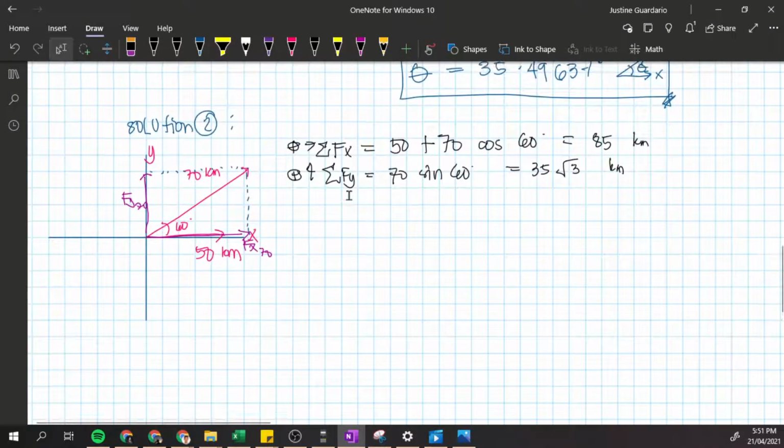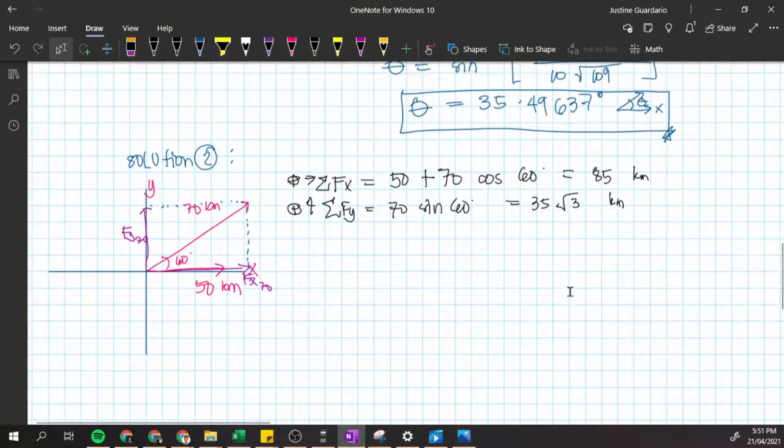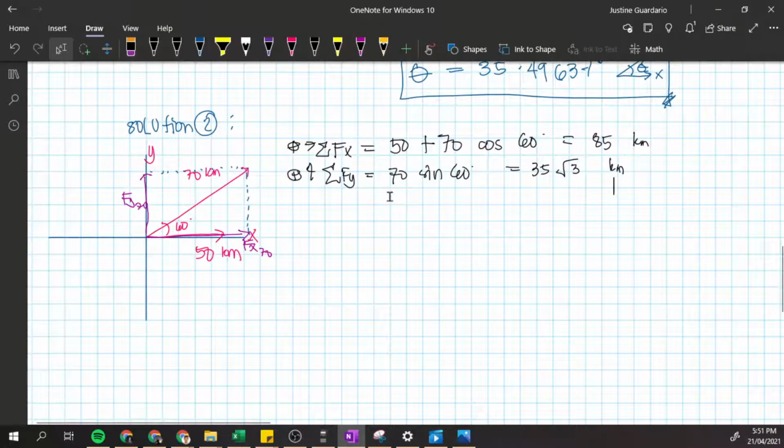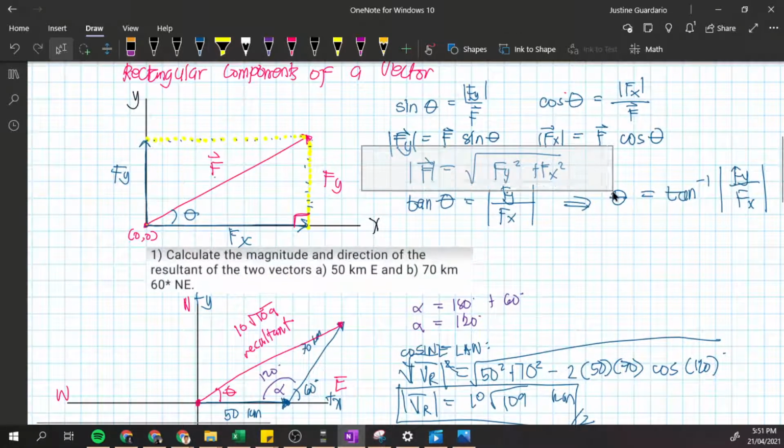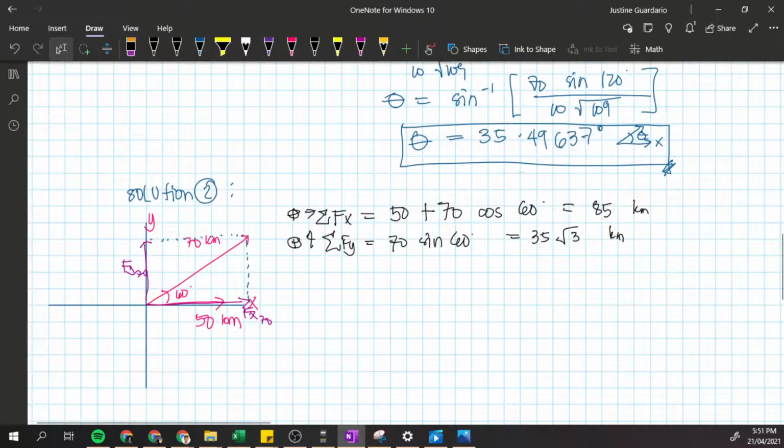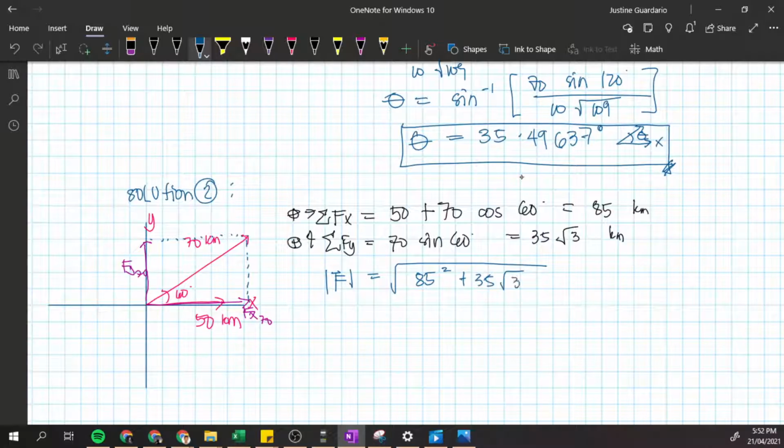So, we do rectangular, or resolving our vectors to its rectangular components. Since we have here now Fx and Fy, we can utilize this one, okay? Itong summation of forces, itong may square root, kasi yan yung sinolve natin para makuha yung resultant vector. Now, we take the magnitude. To solve for the magnitude, we have here F, okay? Yung resultant vector natin is equal to the square root of 85 squared plus 35 square root of 3 squared, okay?